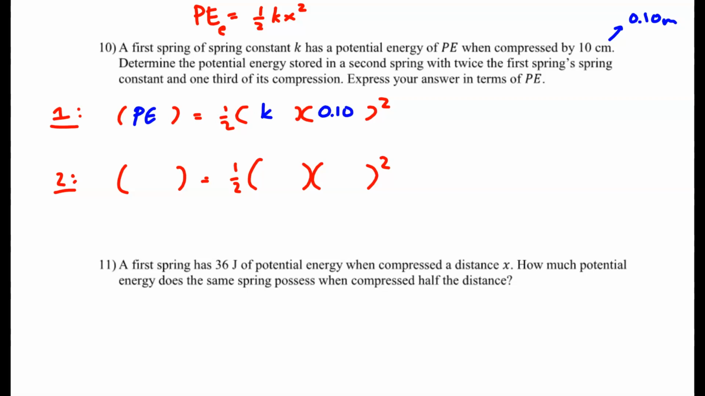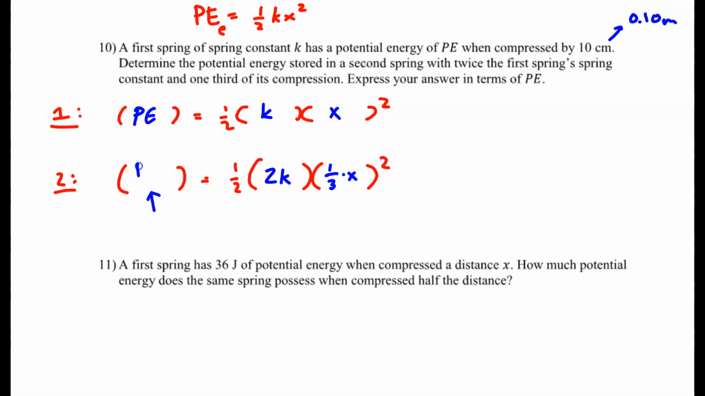Determine the potential energy in a second spring with twice the spring constant, so 2K, and 1/3 the compression. Instead of calculating the value, I'm going to be clever. I'm going to call this X, and I'll call this 1/3 X. The numbers don't actually matter because I'm just going to substitute at the end, so this is a better way to do it. I'm not going to give the value that they showed here. I'm just going to put in x and 1/3 x.